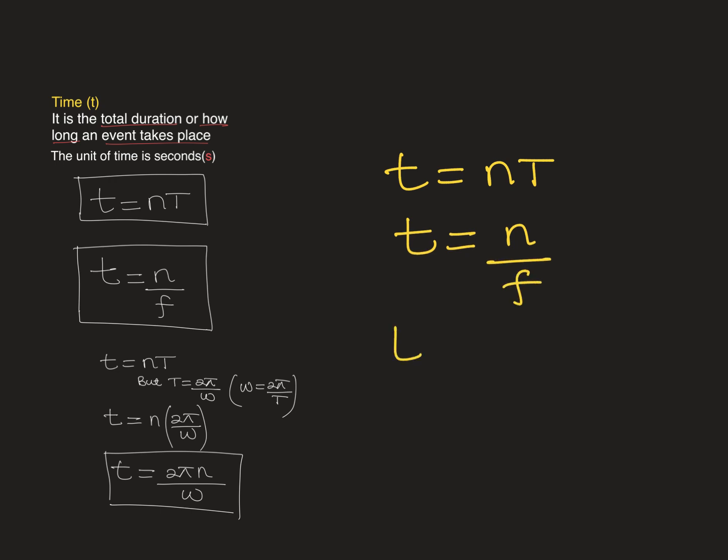We also have time is equal to 2 pi n divided by omega. Okay, so try to remember at least one of these formulae. So when we talk about time, we're talking about the entire duration. Remember that? But when we talk about the period, we are talking about the time it takes to perform just one complete rotation or revolution. There is a difference there. So try to understand that.